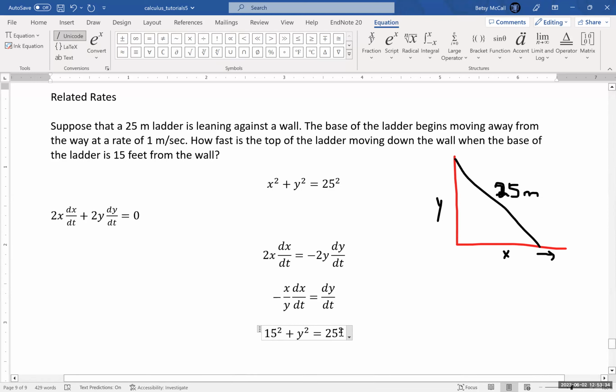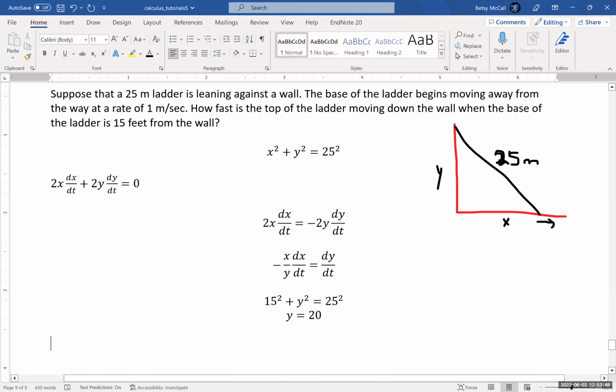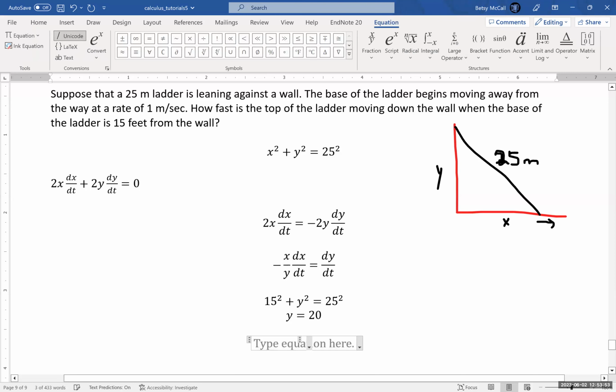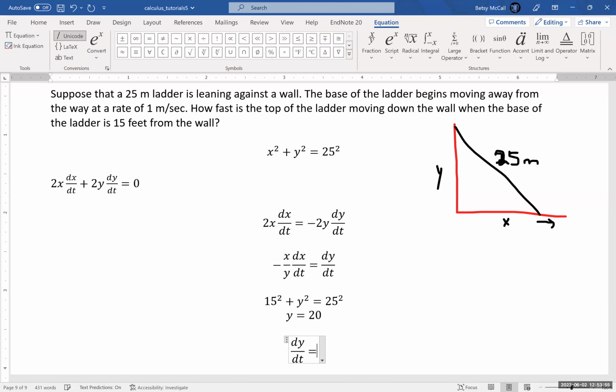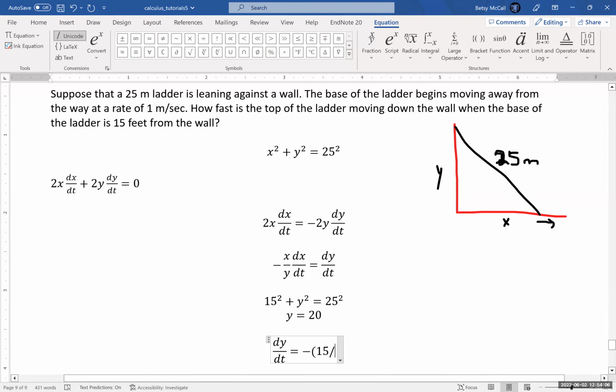And if I take 625 and subtract 225, which is what 15 squared is, I'm going to end up with y equal to 20, because y squared is equal to 400. And then I have everything that I need. dy/dt is going to be equal to negative my x, 15 feet from the wall, divided by 20 feet up the wall, my y, and then dx/dt was given as 1 meter per second.